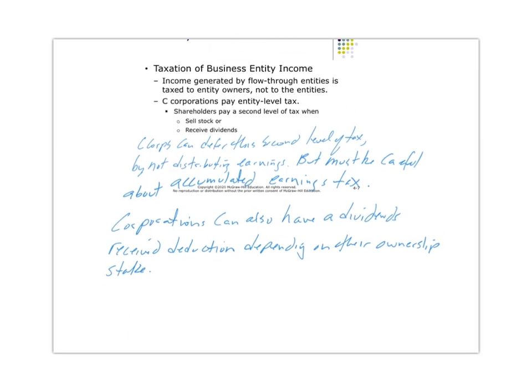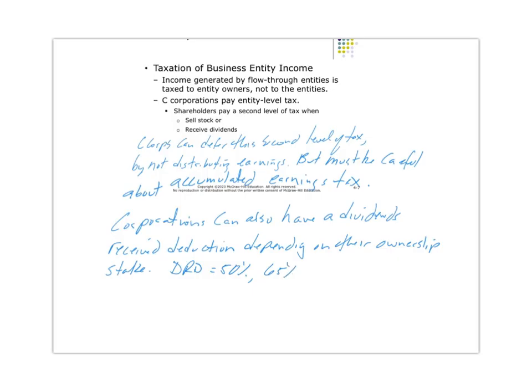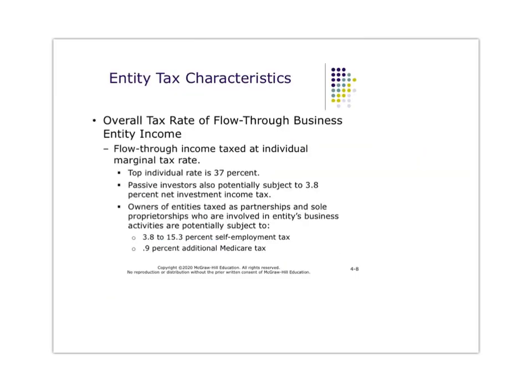Depending on their ownership stake. And remember, the dividend received deduction is 50%, 65%, or 100%, depending on their ownership percentage. All right, we've got some things to talk about with this slide.